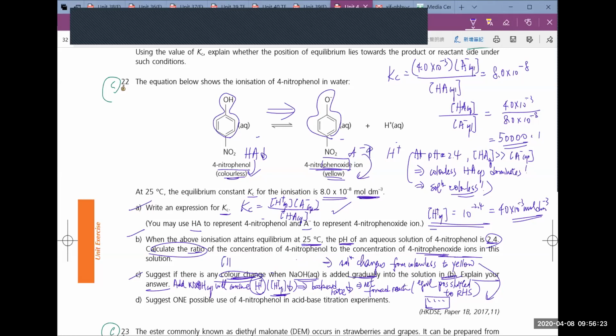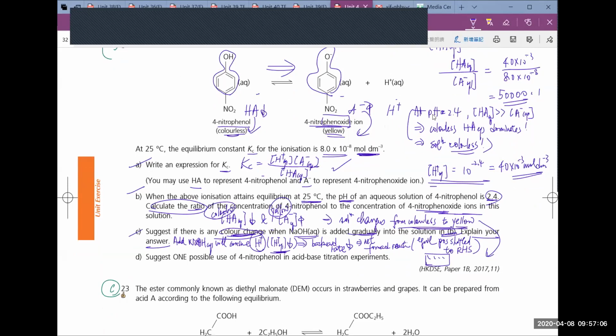So you may find that the concentration of HA will drop, but at the same time A minus will increase. But remember, match the color. The colorless species will drop in concentration, while this one, yellow, will increase. So that's why the solution changes from colorless to yellow. Do you understand? So you need to explain that very, very well using this type of statement.